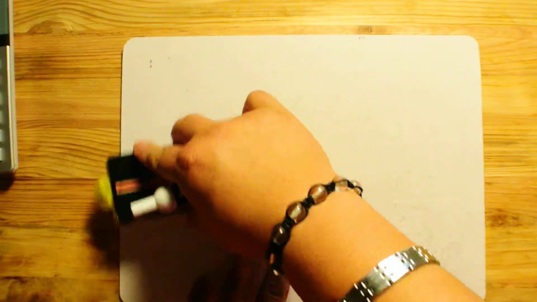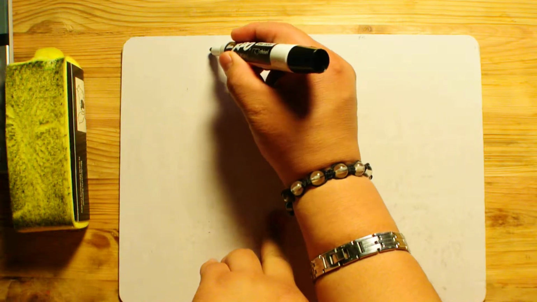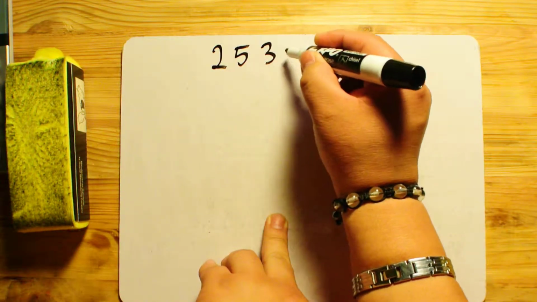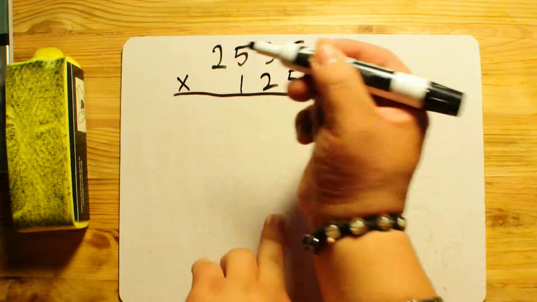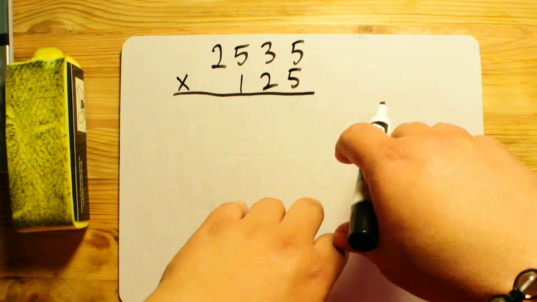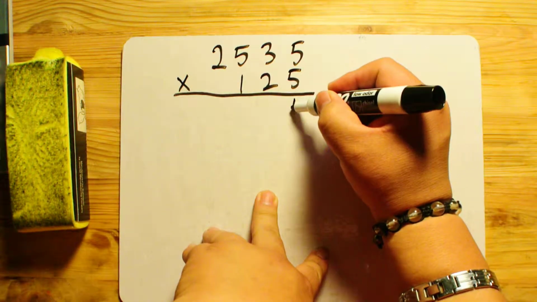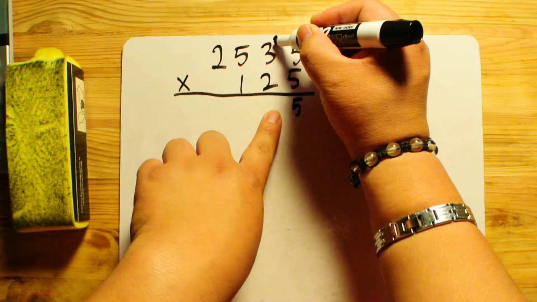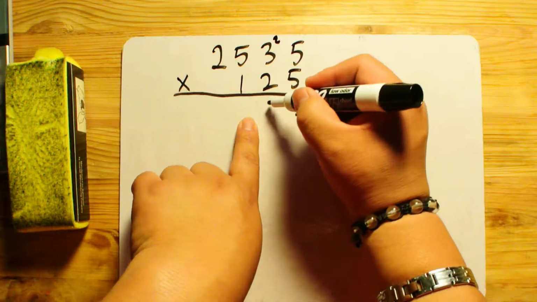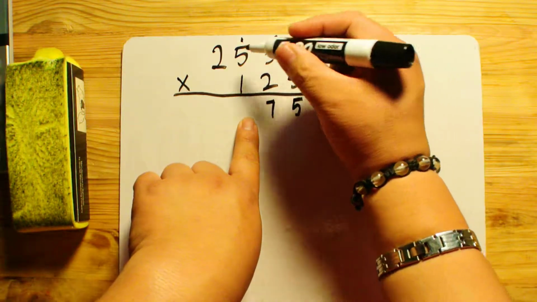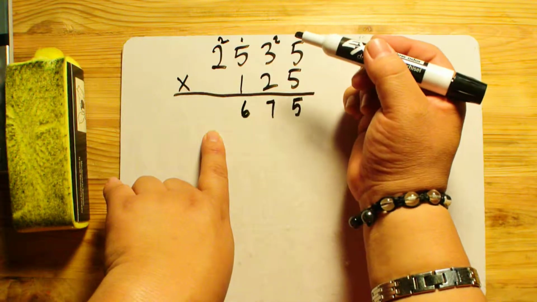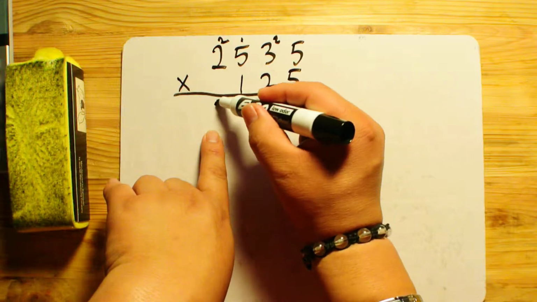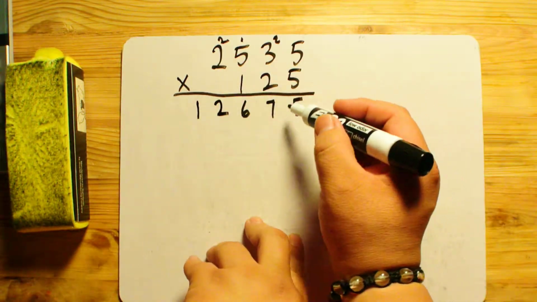Let's try a little bit harder one. So let's say we start with 2,535 times 125. So these are a little bit bigger, so it's going to take a little bit longer. So 5 times 5 is 25. Again, like before, we carry the 2. So 5 times 3 is 15, plus 2, it's 17, and we carry the 1. 5 times 5 is 25, plus 1 is 26, so we carry the 2. 5 times 2 is 10, plus 2 is 12. So we're done with our first digit.